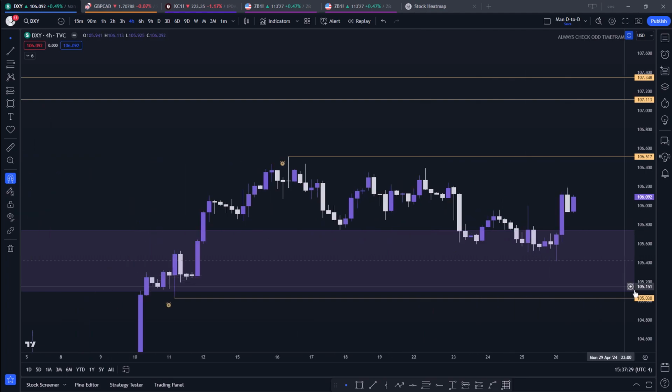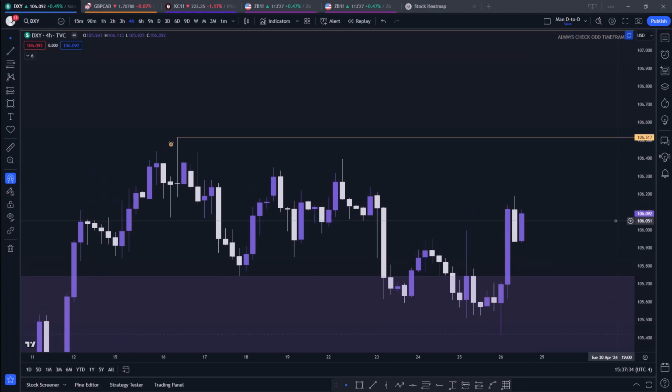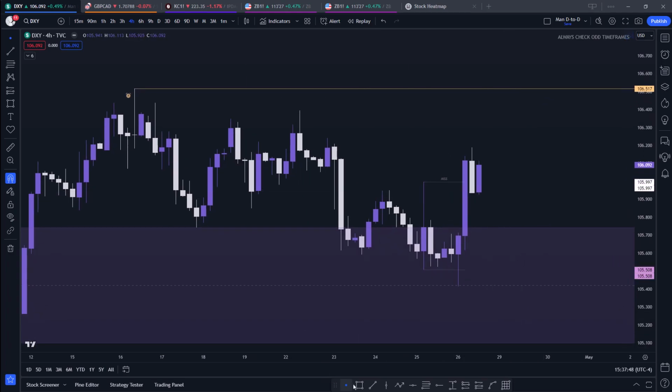So we'd like to see a market structure shift happen on the 4-hour, and we can see that we got exactly that. We got a closure above a previous high. We can see the sweep of liquidity very clear down there, and then we got the market structure shift when the candle closed above that swing high. So now we would then expect price to come down into this fair value gap and continue higher. This would be what everyone would agree with right now.